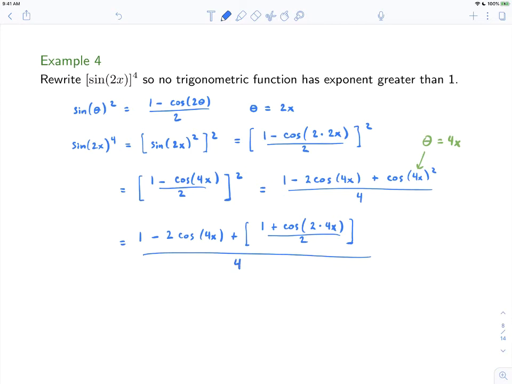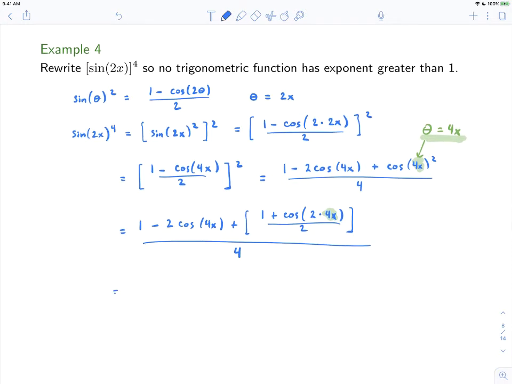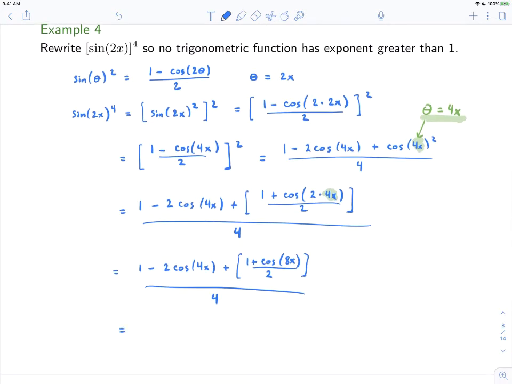Okay, so just to be clear here, this 4x is our theta, and that's appearing here. So it's 1 plus cosine of 2 times theta, but our theta is now 4x. So this is equal to 1 minus 2 times cosine of 4x plus 1 plus cosine of 8x over 2. And all of this is divided by 4. So we can write this as 1 divided by 4 minus 2 divided by 4, or in other words, this will be 1/2 of cosine of 4x. So here we're looking at a 2 divided by 4, so that's going to give us a 1/2.